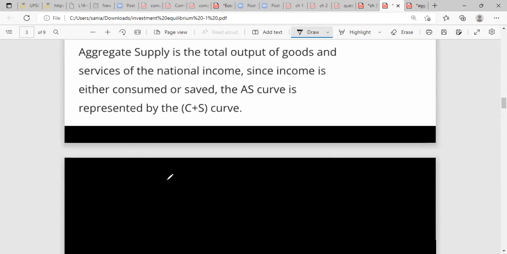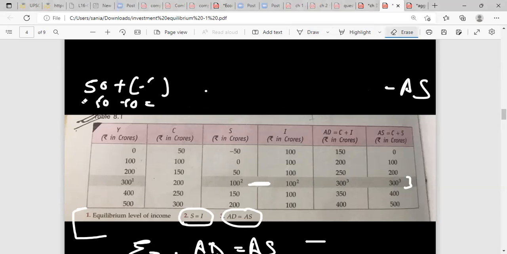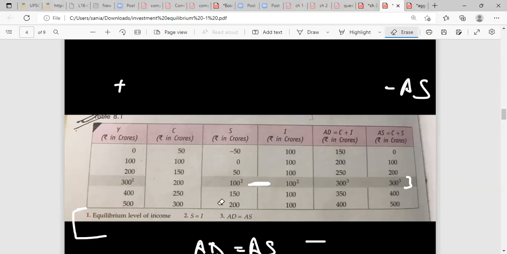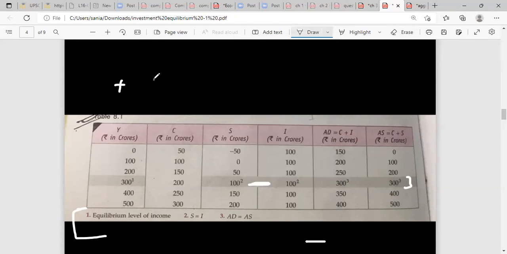Okay, and after that we are going to draw the schedule. So in the schedule, this is your income, this is your consumption, this is your savings, this is your investment, and then AD and AS. Okay, so wait a minute, I'll just explain how you're going to do it. So these are the things basically: income, consumption, savings, investment, and AD and AS.